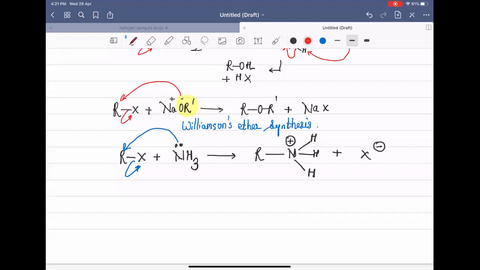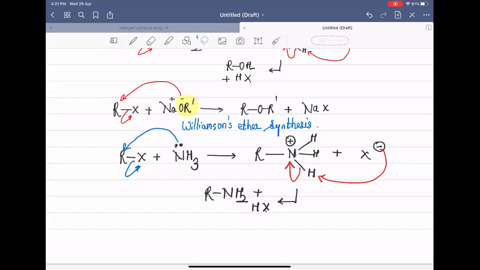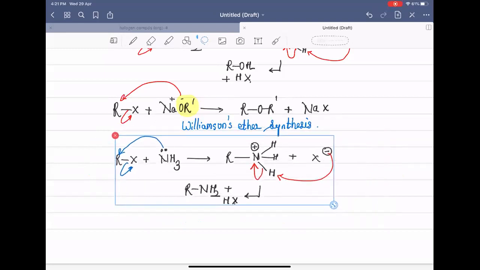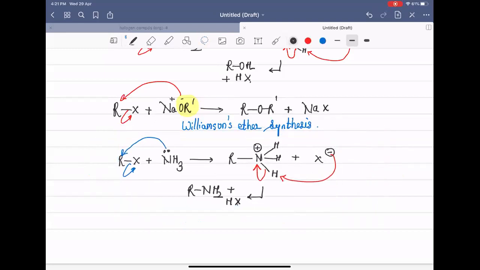Now your X minus is going to pull out hydrogen, and nitrogen would get back the lone pair, and you have RNH2 plus HX. This is a reaction which is observed with ammonia, and if not ammonia, you can take any other derivative of ammonia. Instead of having NH3, you can have RNH2 here. So the same thing would follow.